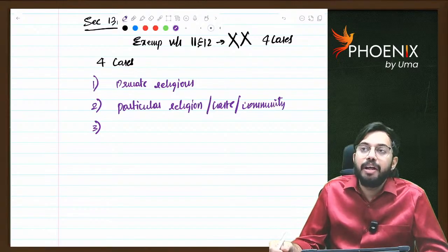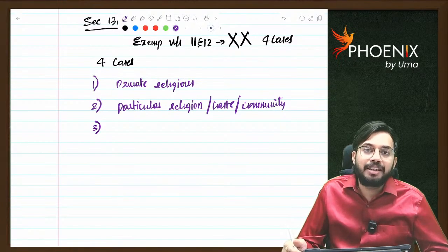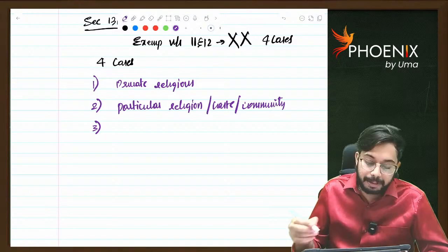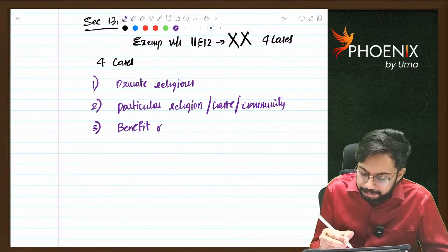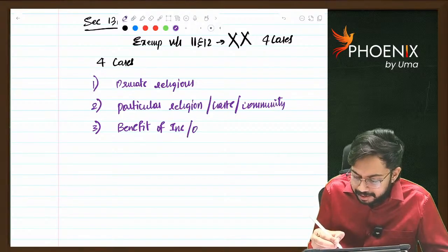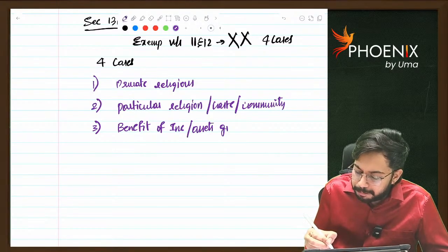Third point, if any amount of the trust is used for the benefit of a specified person. So the benefit of income or assets is given to a specified person.